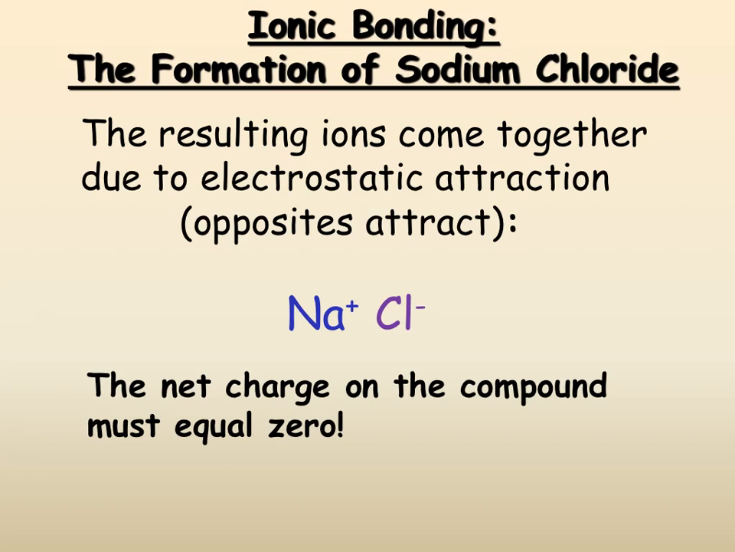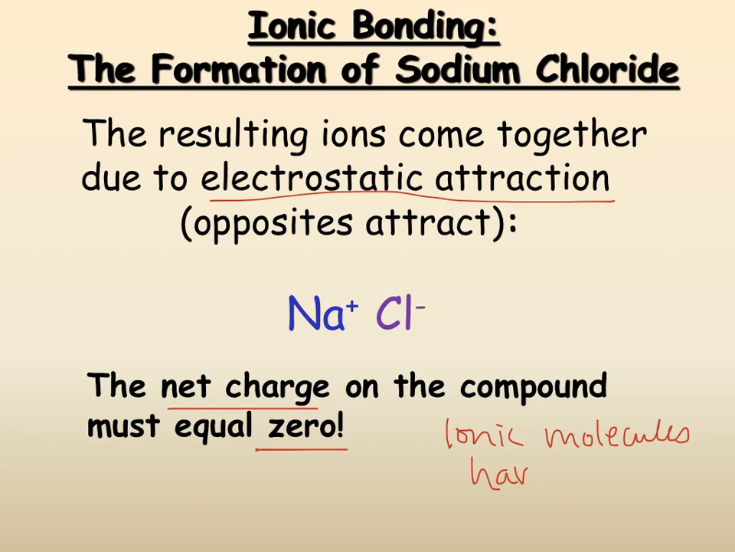So another word for that is electrostatic attraction. Right, this is a fairly strong attraction, though covalent bonds are stronger. Alright, ultimately, you know you've done the ionic bonding correctly if your charges cancel out. Okay, so the net charge, all of these ionic molecules have no overall charge. Okay?